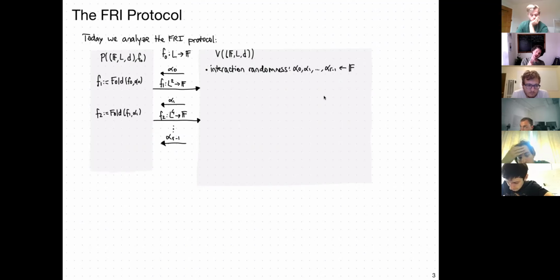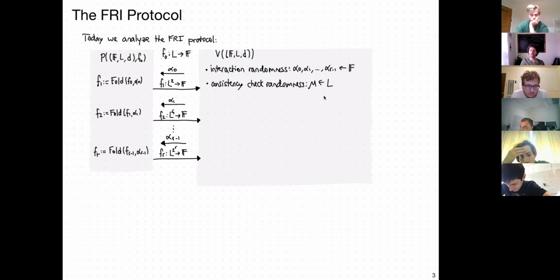And this repeats for r rounds until finally the prover is sending the last tiny function. This is a function where the domain was exponentially contracted, so it's something of constant size. And once we sent the last function, the verifier stops interacting with the prover. So the first step, the interaction part, is over. And now the verifier does these consistency checks.